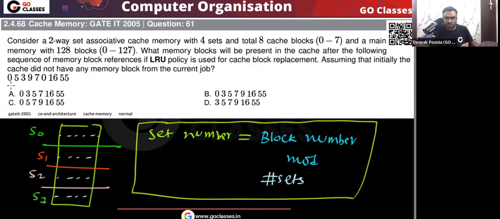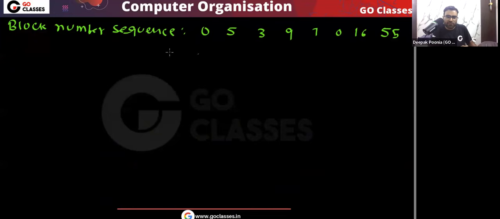That will be the set to which that block will map to. Very simple. And remember, within a block, you can choose any line. And if you need to replace a line, if you need to replace a cache block, then the LRU policy you need to use. The least recently used block you need to replace. Very simple. So here, first of all, you tell me to which set they will map to.